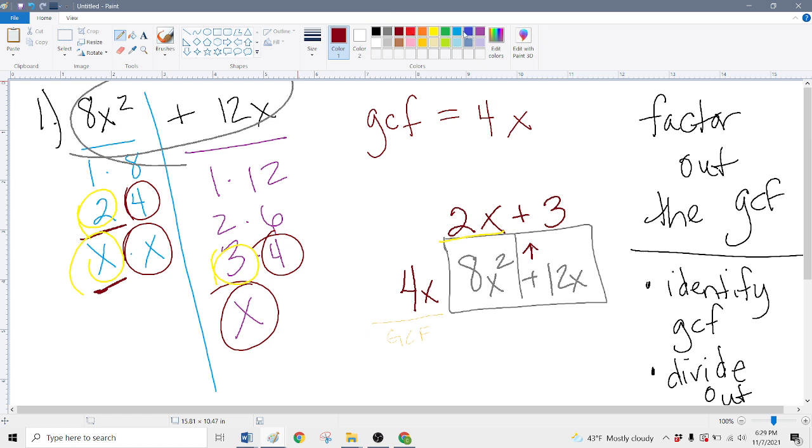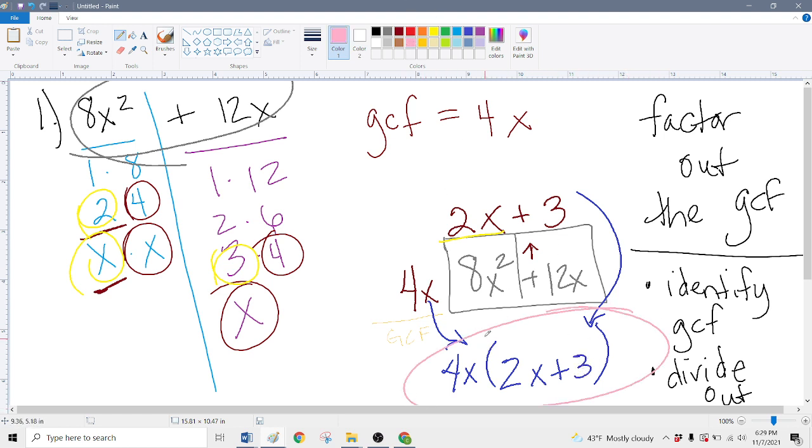So for our answer, when we answer these problems, we'll put our GCF out front. Again, remember that's this GCF right there, okay? The GCF goes first, then we'll put a set of parentheses, and inside we'll put those terms from the top, right? 2x plus 3. And that's our answer, guys.